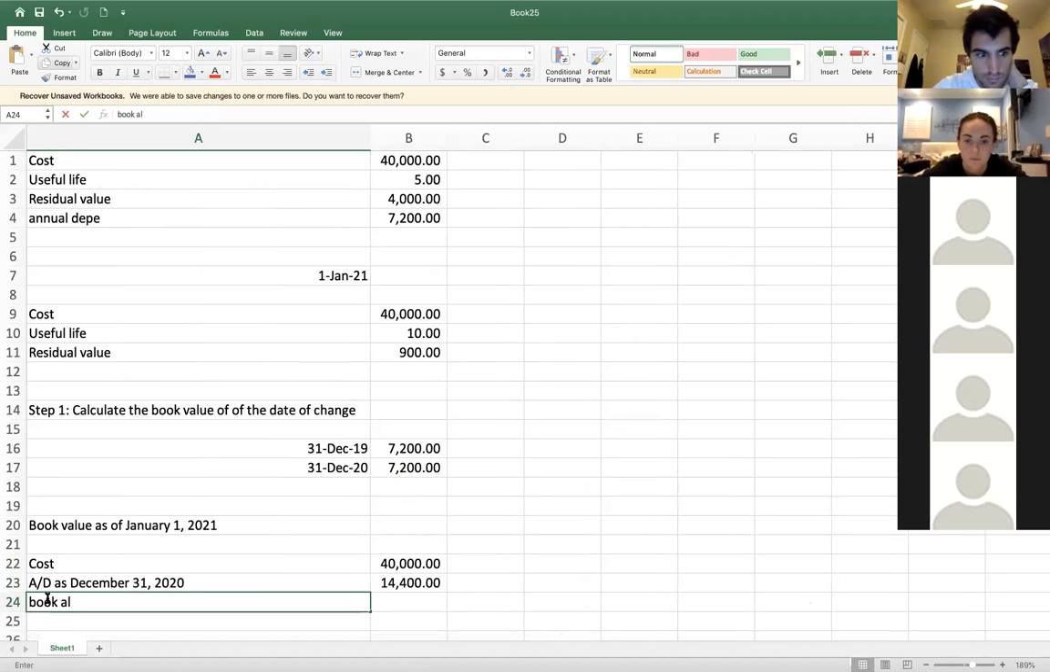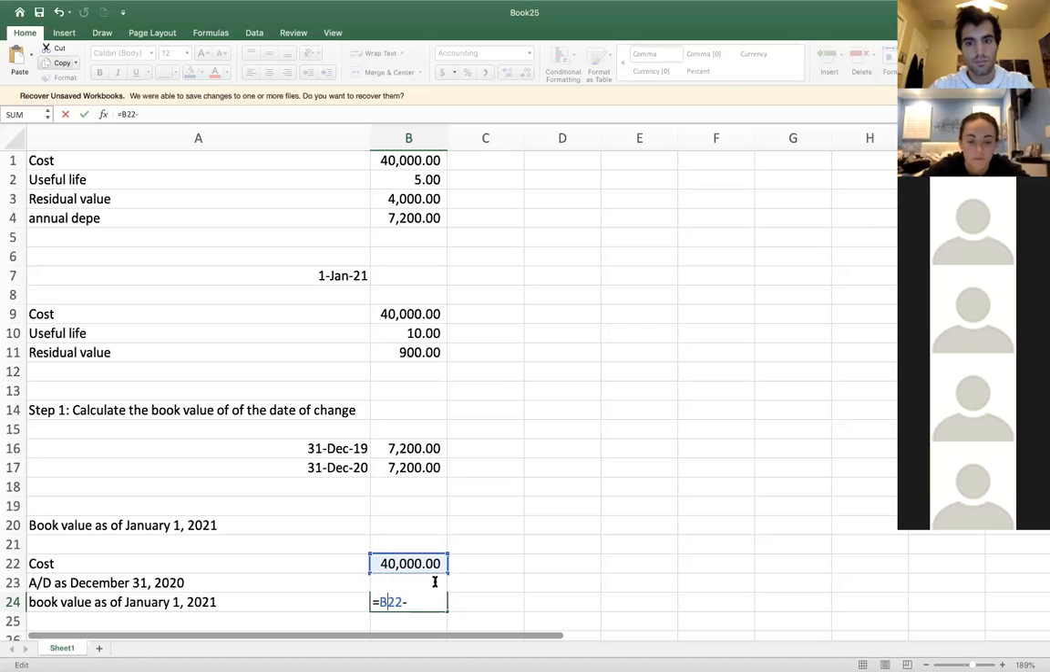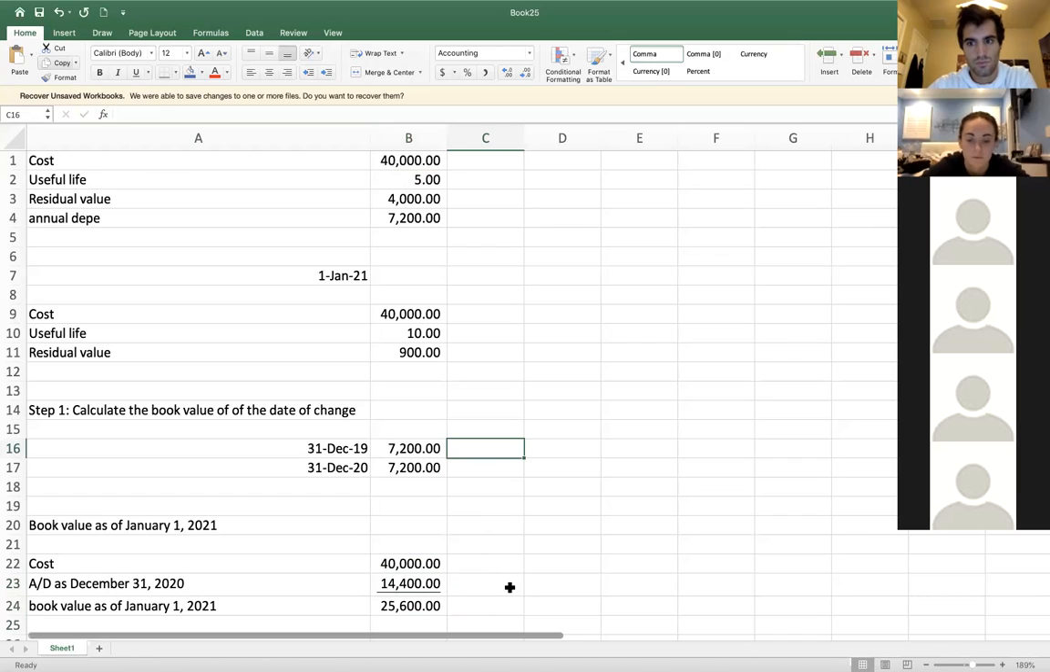So my book value, oh, what is wrong with my typing today? My book value as of January 1st, 2021, all right, is equal to cost minus accumulated depreciation, and is 25,600. That is your book value as of January 1st, 2021.